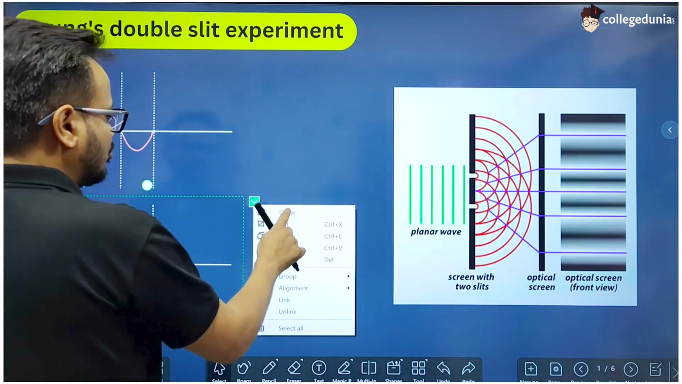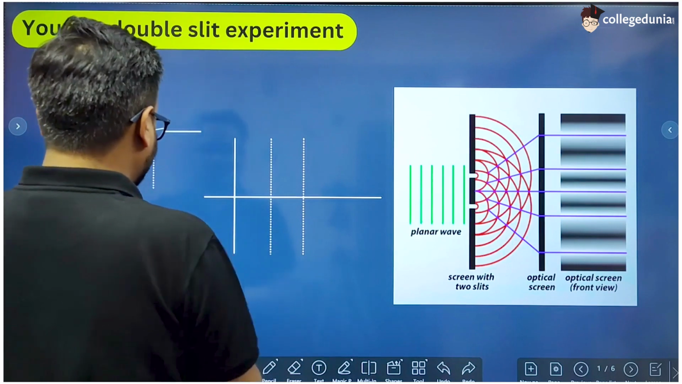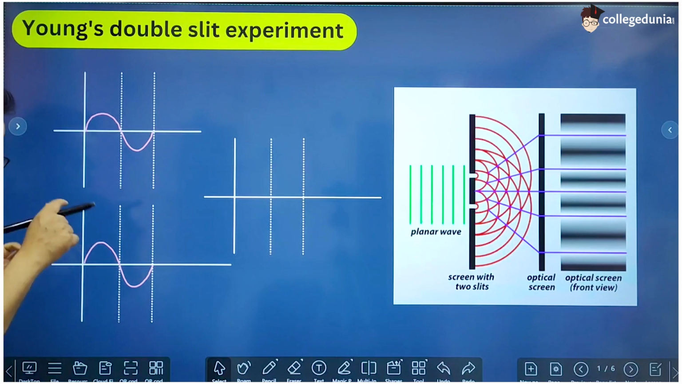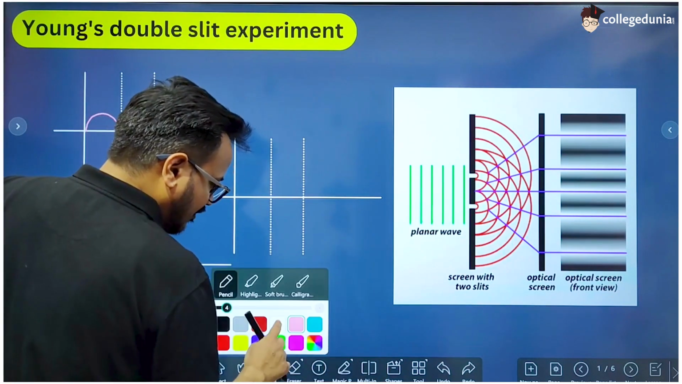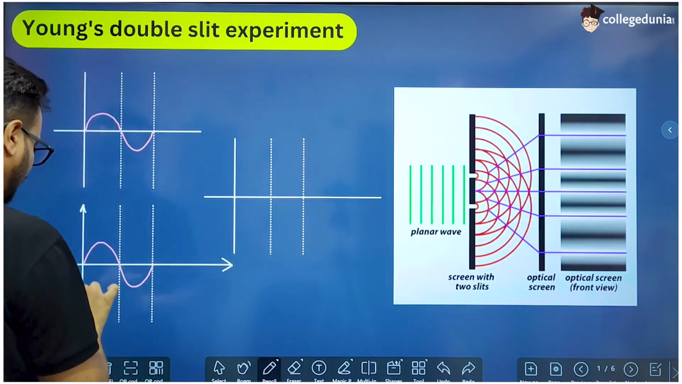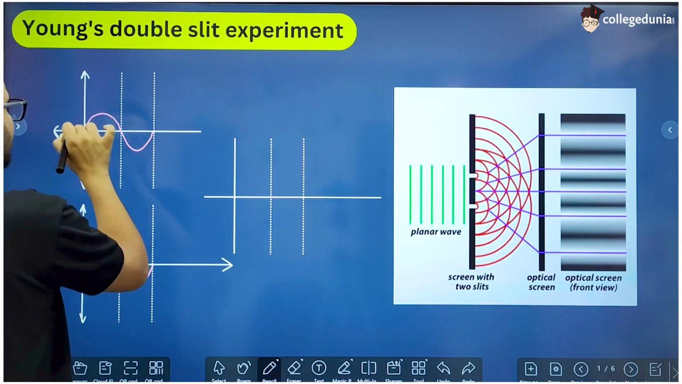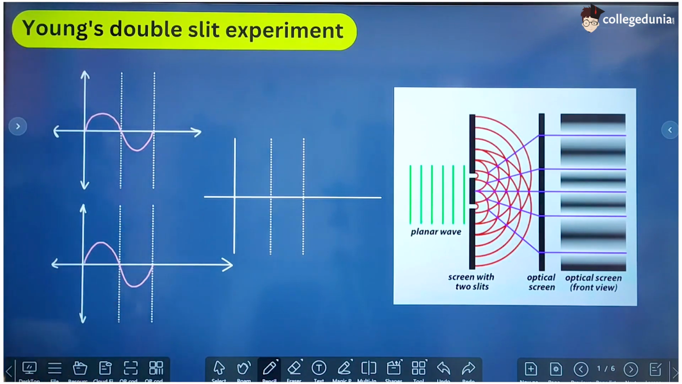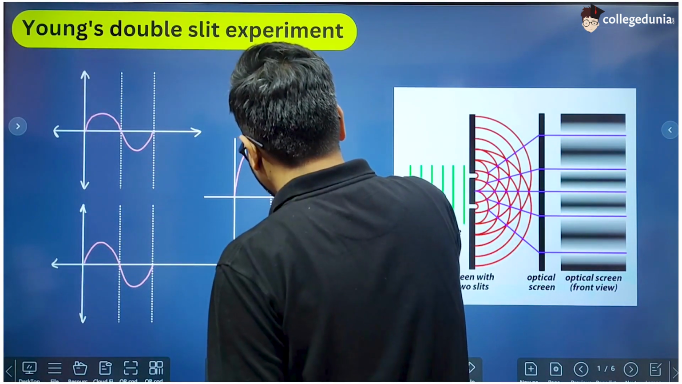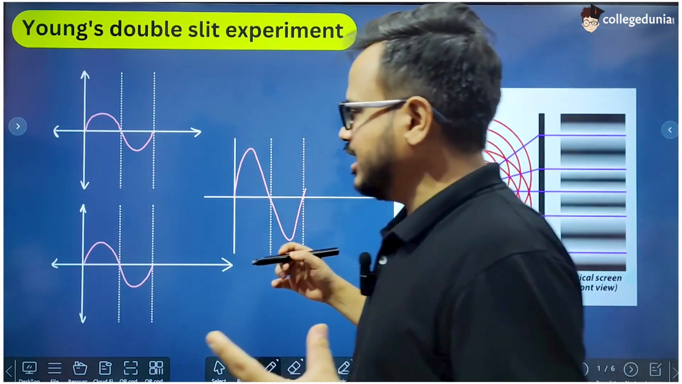If these two waves superimpose on each other, now let's make the resultant wave here. The crest of this wave is going to fall on the crest of this wave, right? And the trough will fall on the trough. So what happens? The resultant intensity of the wave, which is formed after the interference of these two waves, will increase. So it will look like this. Right? So this is called the interference of waves.